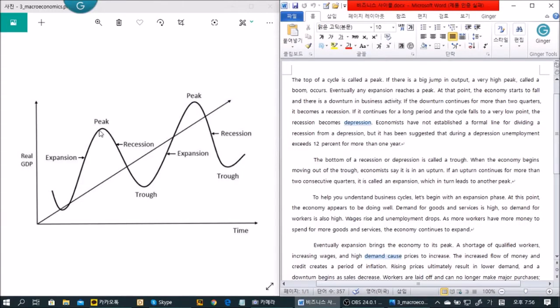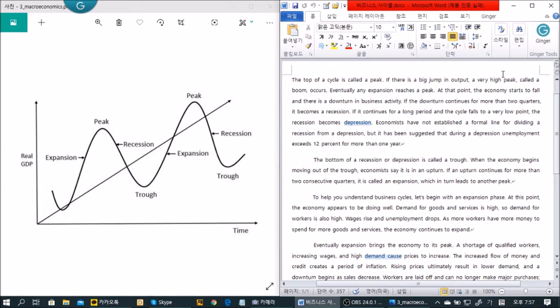The top of the cycle is called the peak. If there is a big jump in output, a very high peak, it's called a boom. Boom is like here. And eventually any expansion reaches a peak, and at that point the economy starts to fall and there is a downturn in business activity. It's like demand is reduced and there is so much supply that the price of supply should be decreased. And the recession means this point.